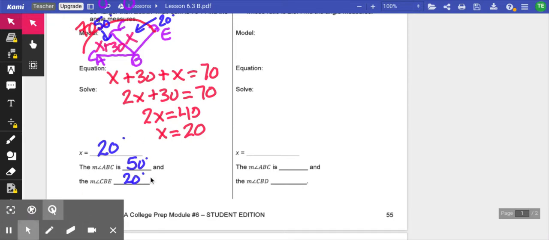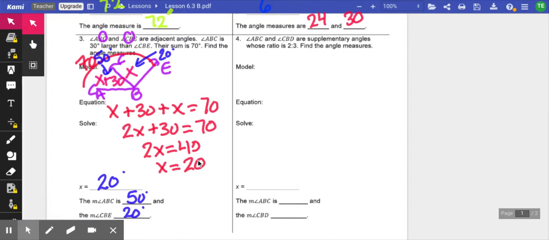All right, next problem. Angle ABC and CBD are supplementary angles. Well, what does it mean to be supplementary? What does that word mean? Hopefully you're saying it adds up to 180. Good. Now they don't have to be together, but I like to make them together. So I know they're adding up to 180. And I'm not drawing this to scale. Maybe something like that. Okay.